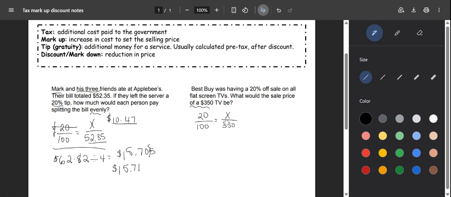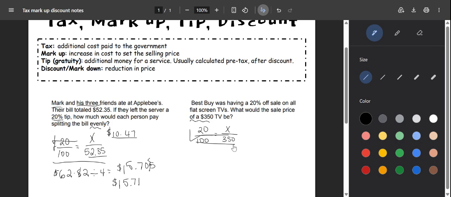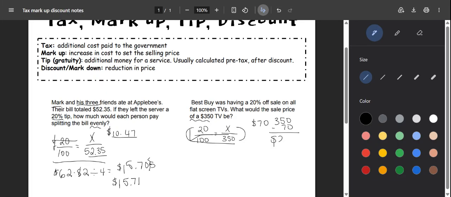So you can solve this any way you want. If you want to do the L method, that's fine. I know that 100 divided by 5 gets me to 20, so I can do 350 divided by 5, and that tells me that it's a $70 discount. Now, I know that when they run a sale, that decreases the price. So I'm going to take the price of the TV and subtract the discount and find out that the price of the TV on sale is $280.